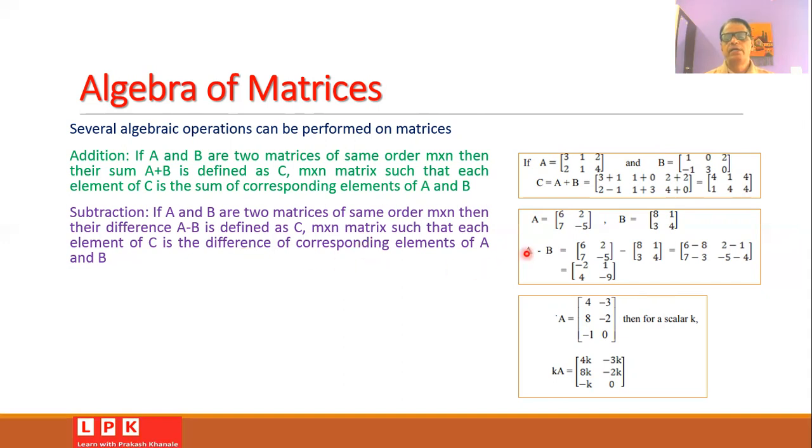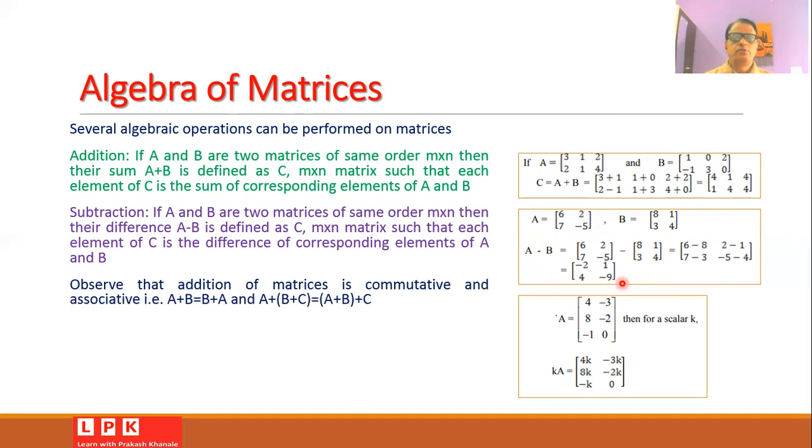Say for example, if A is equal to 6, 2, 7, minus 5 and B is equal to 8, 1, 3, 4, then we can obtain the subtraction A minus B as 6 minus 8, then 2 minus 1, 7 minus 3, minus 5 minus 4. So which is just nothing but minus 2, 1, 4, and minus 9.